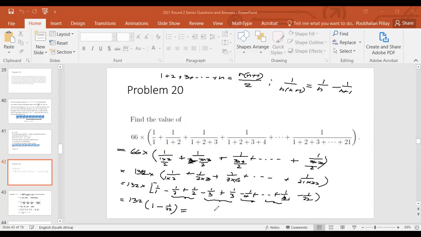And when you work this out, you get 132 times 1 minus 132 divided by 22. And that gives you 126. So the answer to that problem is 126. As you can see, it's a challenging problem. It asks you to know 2 important things, which you should have gained from doing problems in Olympiads at some other time.